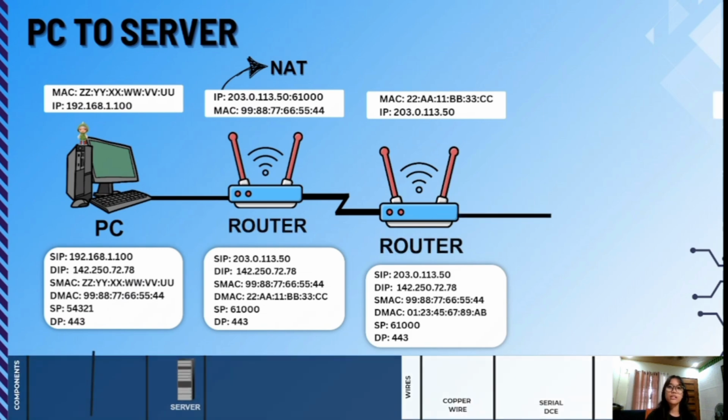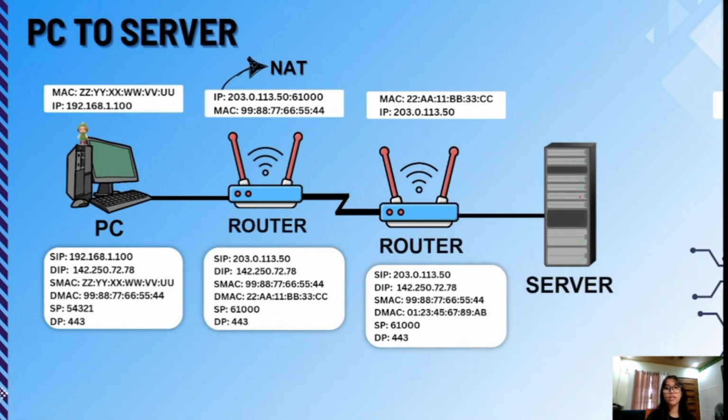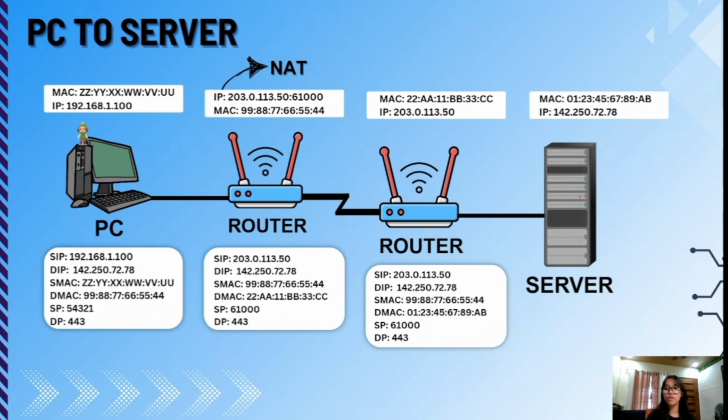For step 4, the server receives the packet. Upon arrival, the server examines the packet. It verifies the destination IP address 142.250.72.78 and confirms the packet is intended for it. It uses the source IP 203.0.113.50 and port number 61000 to identify the corresponding session. The server processes the request and prepares a response.